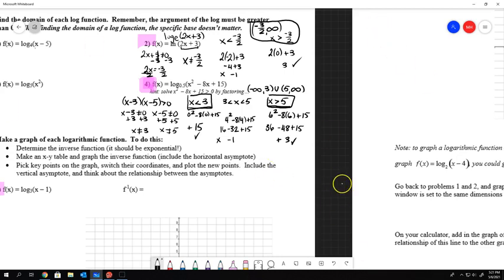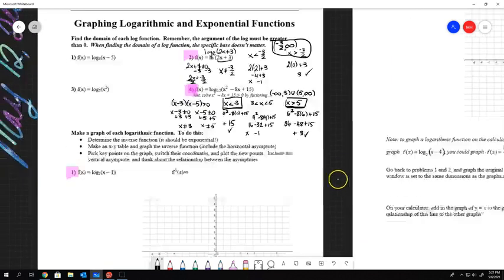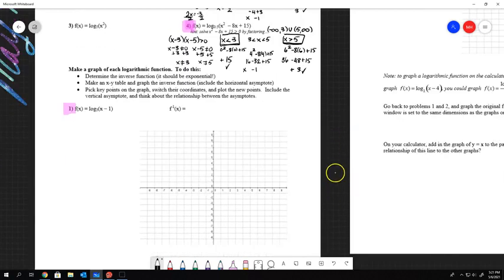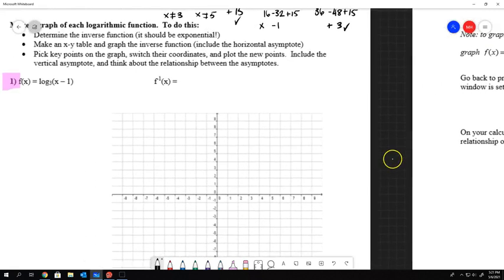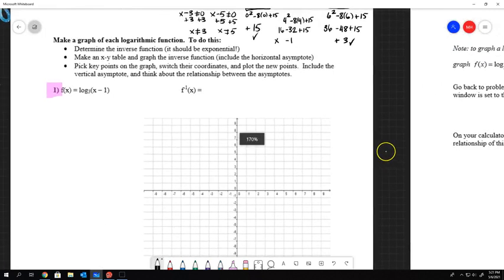So that's for finding domain. We've also been working on graphing our inverses. So in here we kind of have a 3-step checklist. Step 1 says, determine the inverse of the function, and it gives us a hint that when we solve it, it should be an exponential. So if you don't get an exponential function, go back and check what you did wrong.